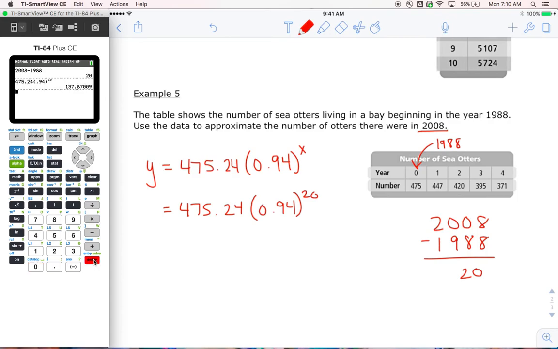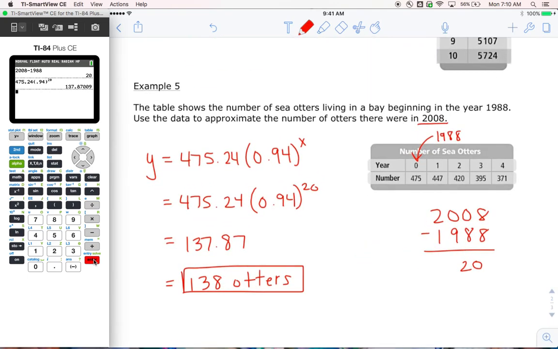Here we go. And we've got 137.87 otters, which doesn't really make sense. So we're going to go ahead and round. Right, you can't have a partial otter. So we're going to say 138 otters. All right, make sure that you pay attention to what makes sense in the way that you round.